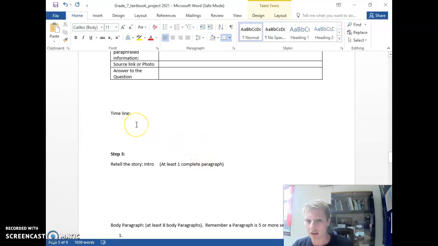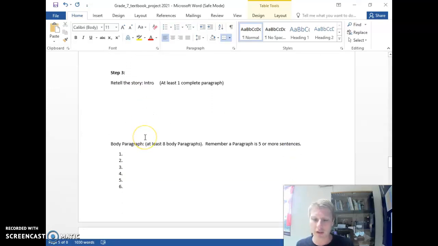Then you create your timeline, events from the beginning until the end. What happened? Now, you'll need to have inquiry questions that help with that. Step 3. Okay, once you've answered all the questions, you have the timeline. Now you're going to use those things to retell the story of this kingdom. Make it interesting, make it exciting.